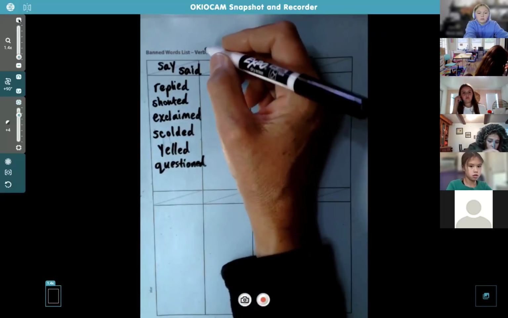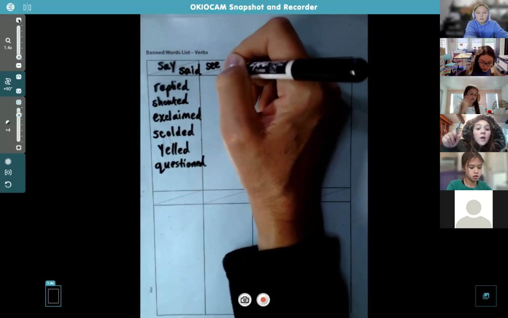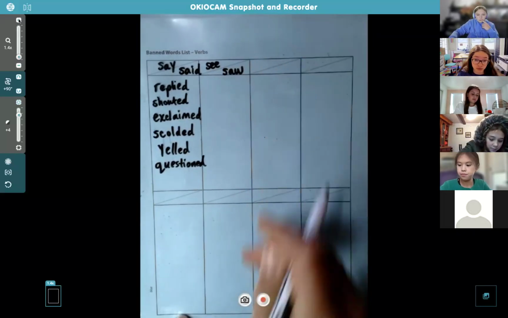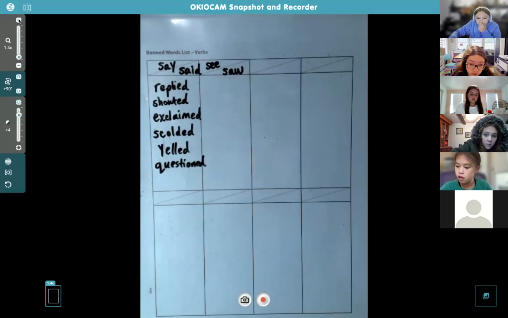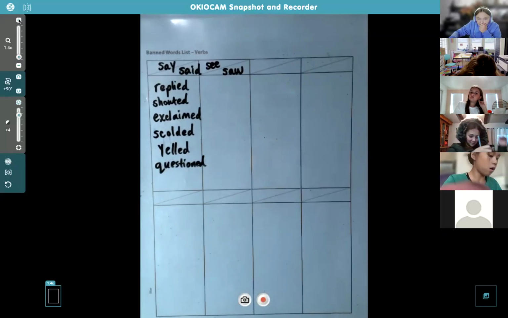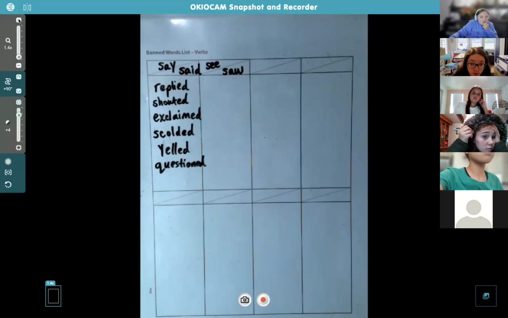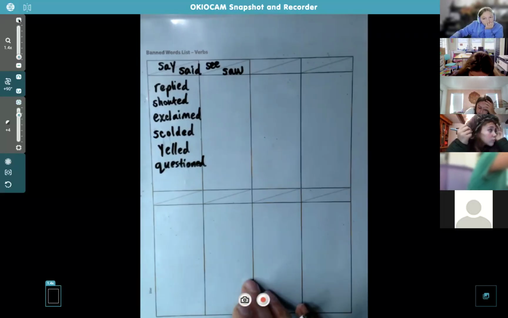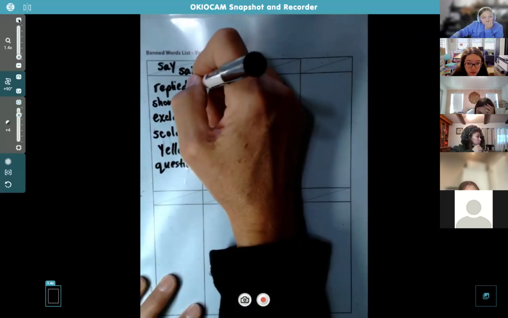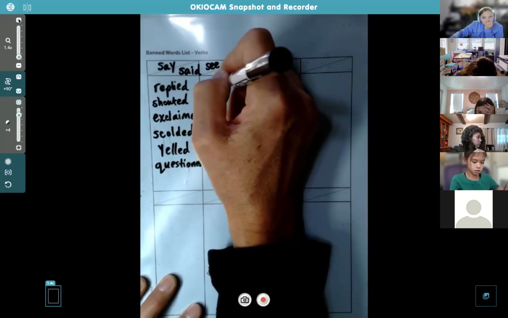The other one we're banning today is see and saw. So you can't say see, saw anymore in your writing. You're going to have to use a different word for that. So we're going to, again, use past tense. So what is a word for saw? Like if you saw something. What's another way? Spotted. Okay, I spotted something. Yes.